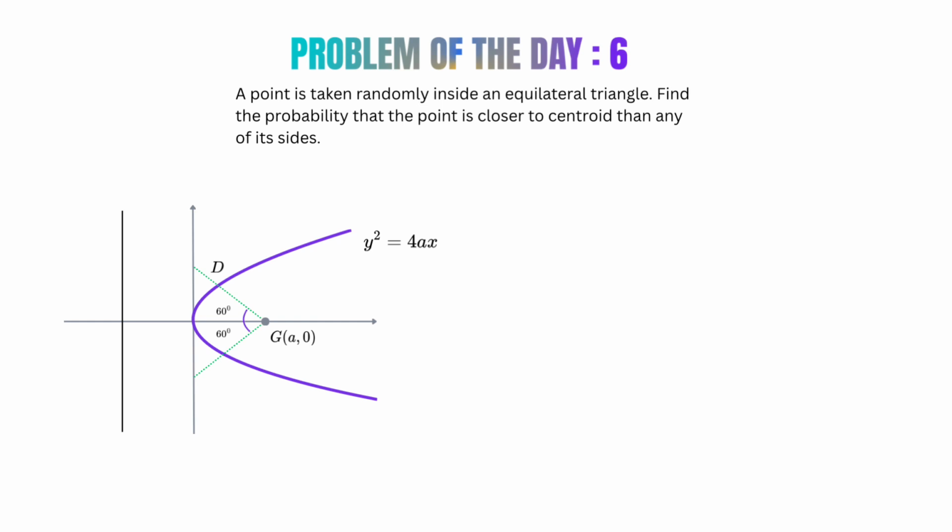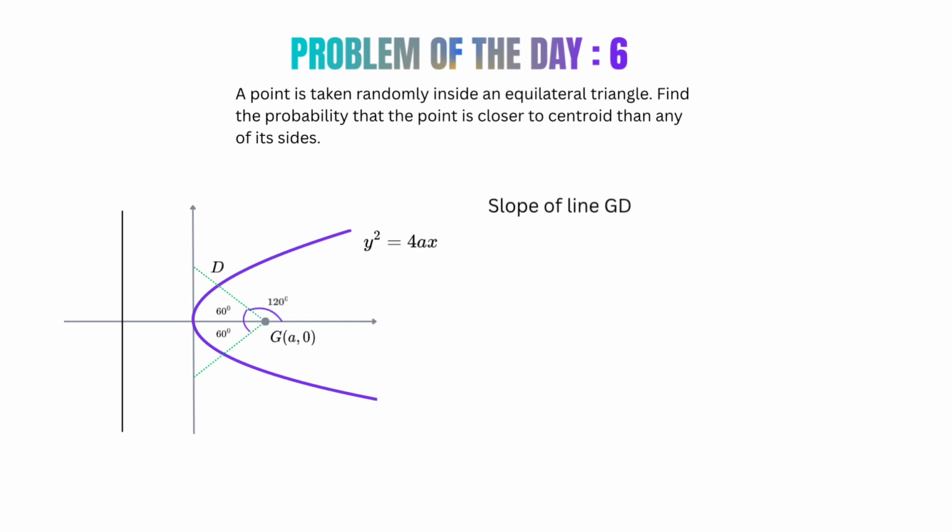Specifically, we need the y-coordinate of point D, the point where the parabola meets the bounding line of the region. To find that, we first need the equation of the line GD, which connects the focus of the parabola, our centroid, to the boundary of the region. Let's find the slope of this line. Since the triangle is equilateral, the angle between the medians is 120 degrees. So the angle GD makes from the positive side of the x-axis is 120 degrees.